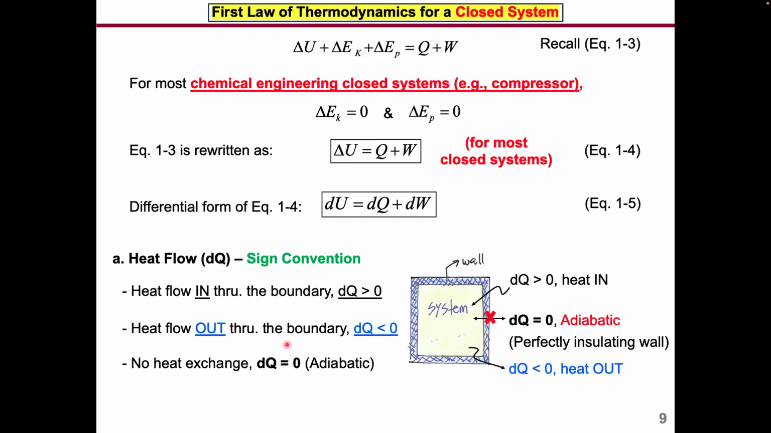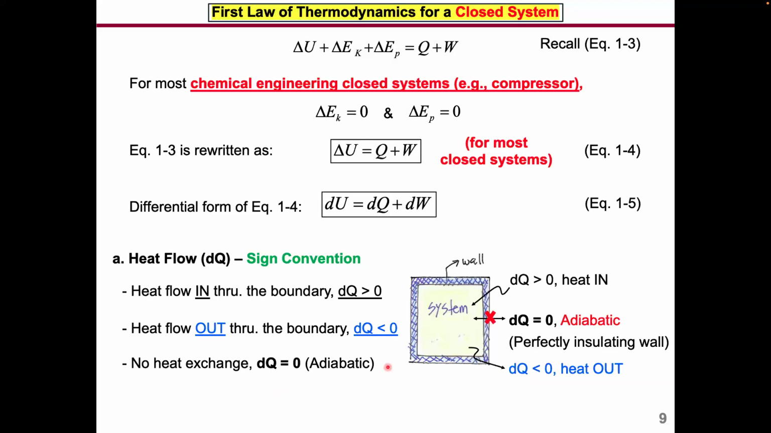All right, if you don't have any heat exchange, then obviously dQ is going to be equal to 0. This is what we call an adiabatic process. It's a perfectly insulating wall that doesn't allow energy to permeate. So dQ is equal to 0 for an adiabatic process.